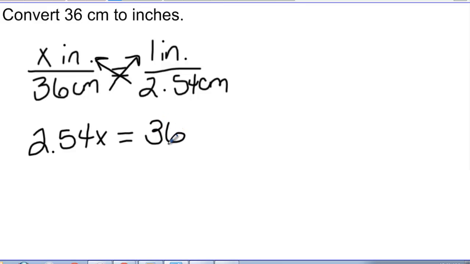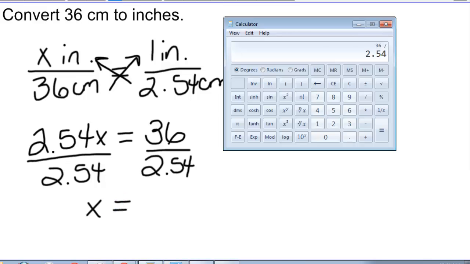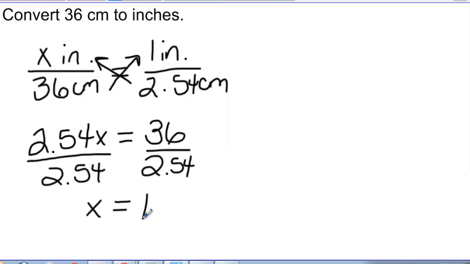I now have an equation that I need to solve. So I'm going to do the opposite operation here. Something's being multiplied by x, so I need to divide by that something. I'm going to divide by 2.54, both sides of my equation. And so I will get x equals 36 divided by 2.54. Big long thing, so I'm going to round this. Let's round it to the nearest whole number. So that would be about 14 inches. That means that 36 centimeters is about the same as 14 inches.